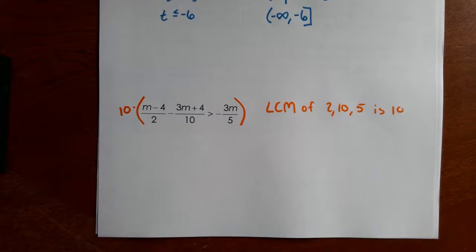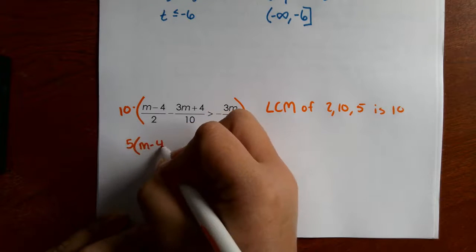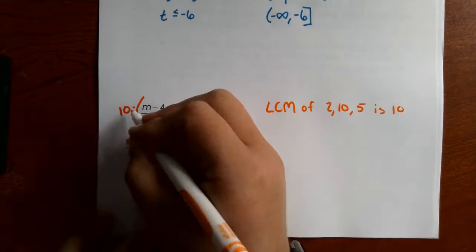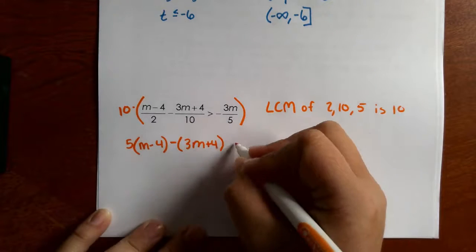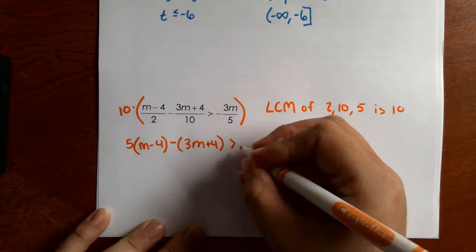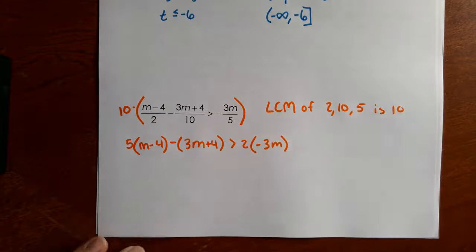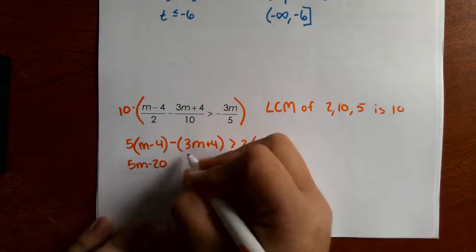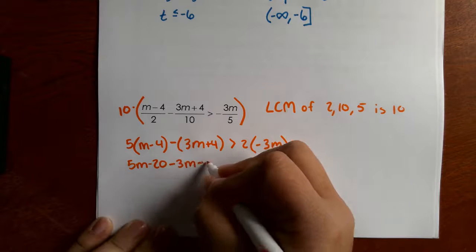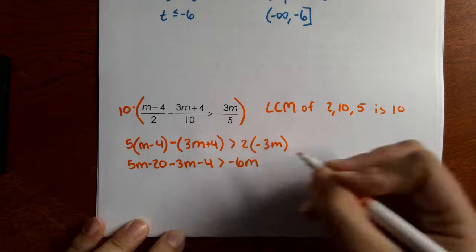When I multiply by 10, 10 over 2 simplifies to just a 5, and I have the numerator left. Minus 10 over 10 just goes away, so I will have just the numerator left. And then 10 over 5 simplifies to 2, and I have that numerator left. Now I don't have fractions anymore, and I can just distribute. So I'll distribute my 5. I get 5m minus 20. Distribute that minus, I get minus 3m minus 4. And distribute this too. Well, there's no distributing, but it becomes negative 6m.